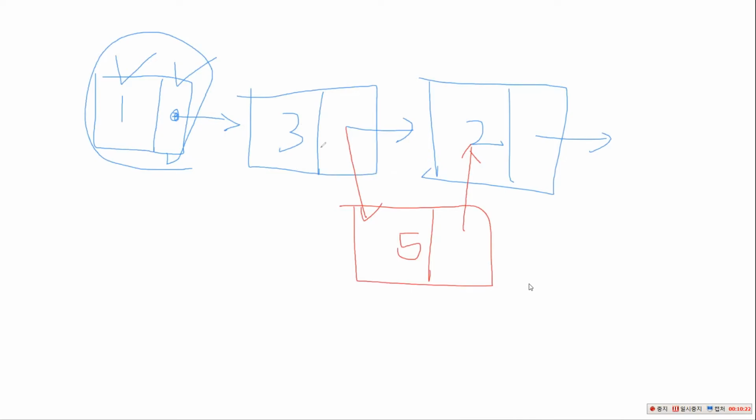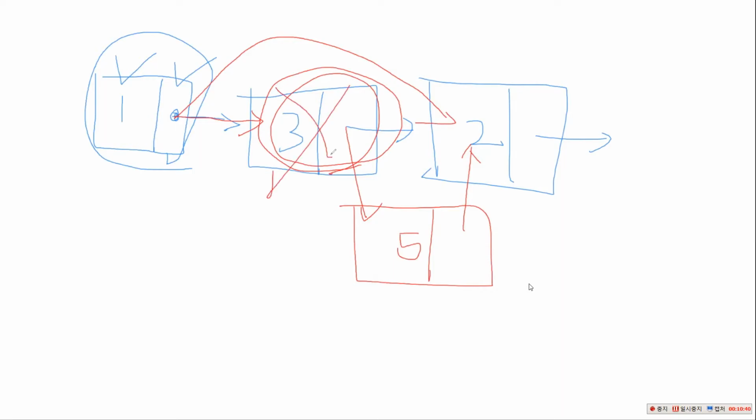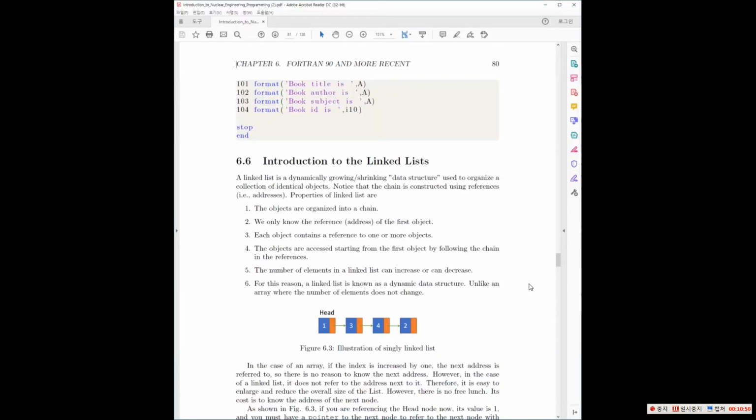Or removing. If I would like to remove a node, the only thing we need to do is, originally it indicates that node, just change the pointer to indicate this node. This allows us to remove this node. So it is very, very easy, and we do not need to rearrange the memory, so it's much more efficient. That's why, in terms of inserting or removing nodes, the linked list is much more efficient.